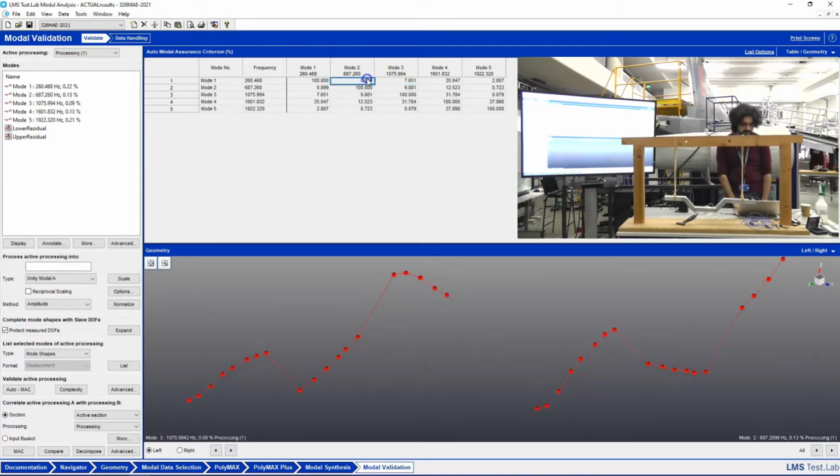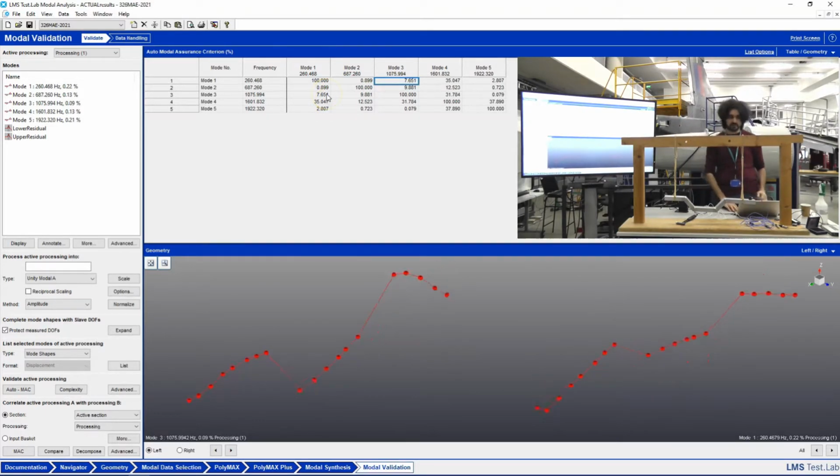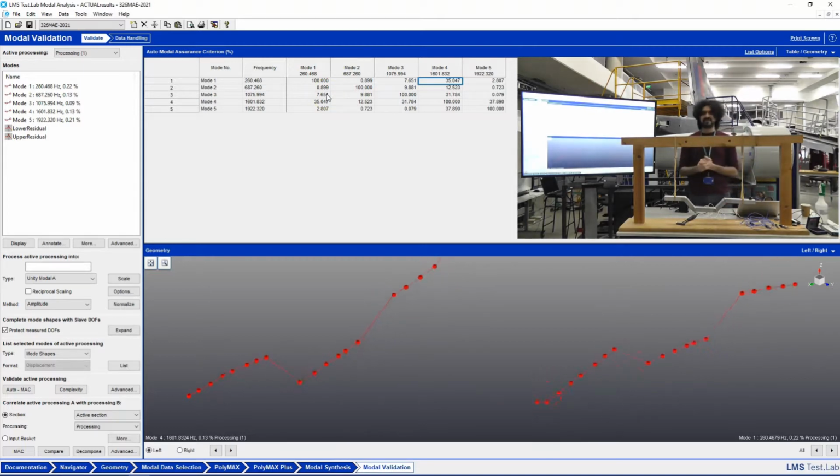And here we get 100% for 1 and 1. Of course, 1 looks like 1 100% of the times. 1 and 2 we have 0.89%, so it's almost 1%, so that's correct, all considered. Mode 1 and 3 look 7% like each other, still good. Mode 4 looks 35% like mode 1, and that's because mode 4 is a local mode.